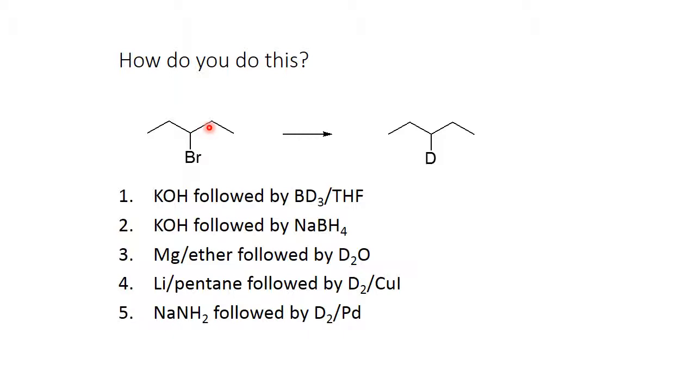sodium borohydride, sodium borohydride is a reducing agent that does not reduce alkenes. And not only that, you don't see any deuterium anywhere in there. Okay, let's look at the bottom one. Sodium hydride is an excellent base. That would remove hydrogen bromide to give you an alkene here, followed by deuterium and palladium. That would put two deuteriums in, not just one.